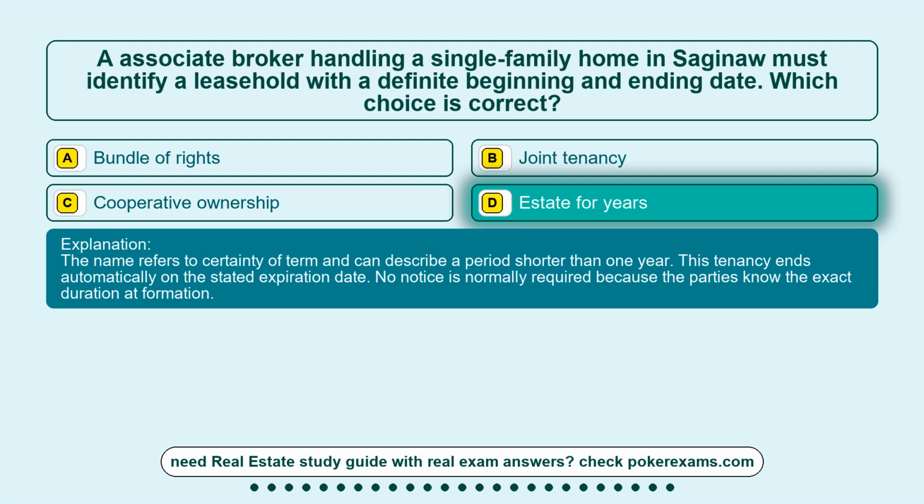The name refers to certainty of term and can describe a period shorter than 1 year. This tenancy ends automatically on the stated expiration date. No notice is normally required because the parties know the exact duration at formation.